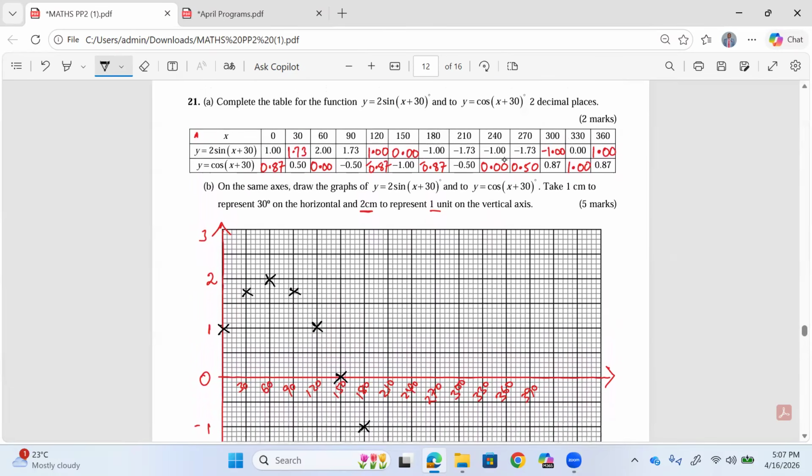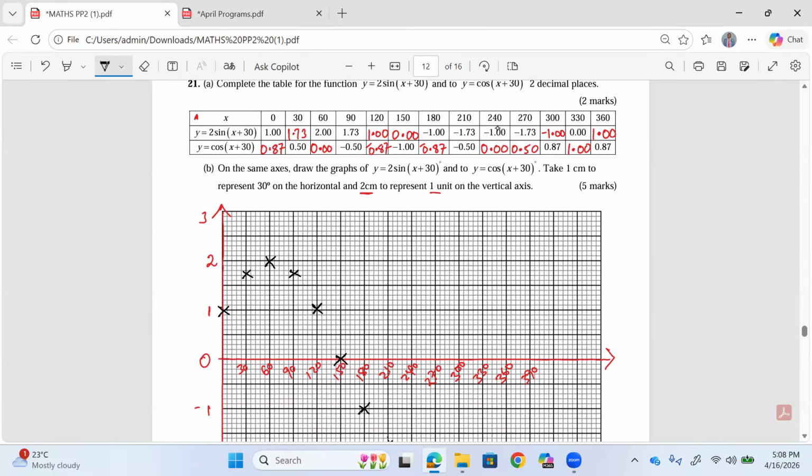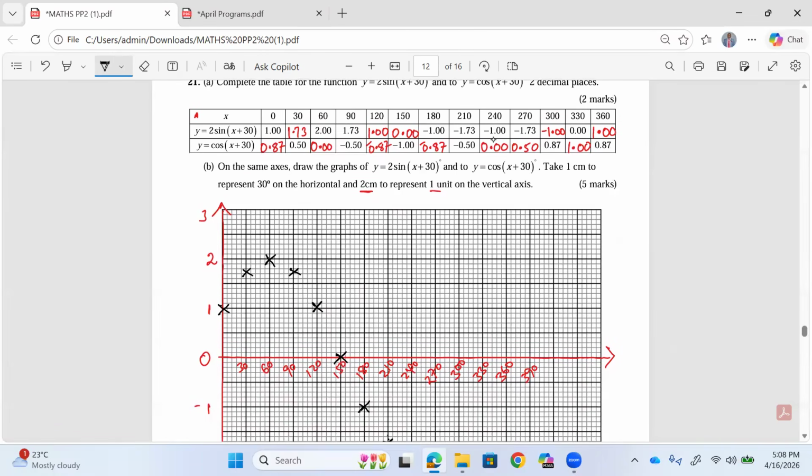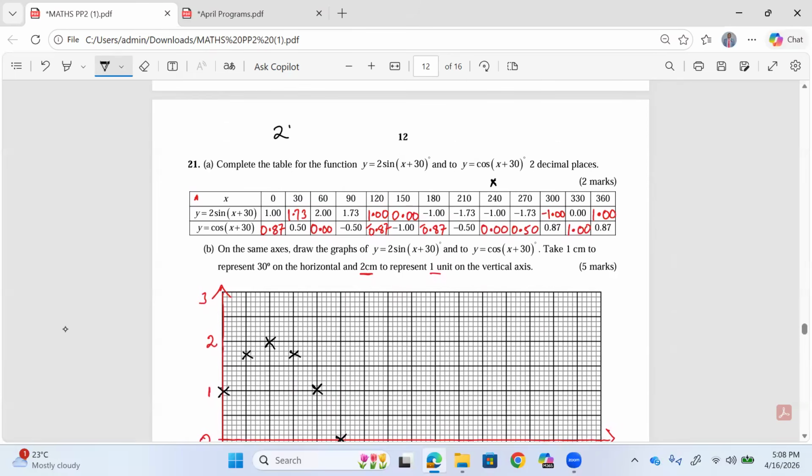At 240, negative 1. So allow me to confirm the value at 240. You know, this is reminding me of KCSE 2017, whereby students were given a wrong value already inserted on the table, and people had to correct the value for them to proceed.